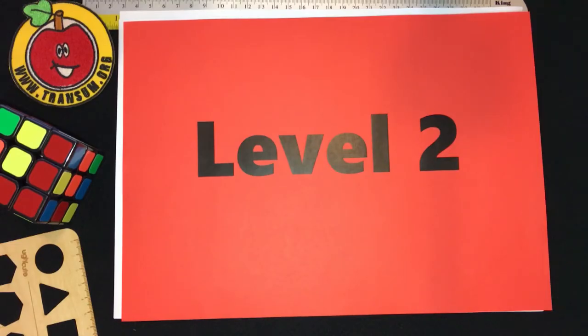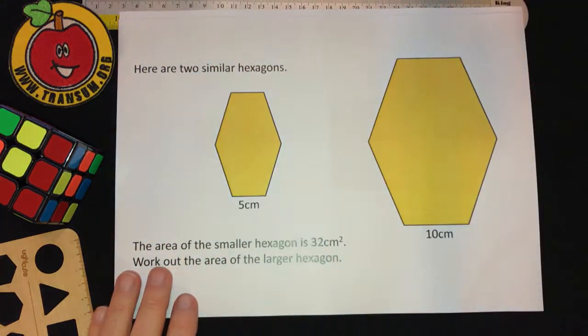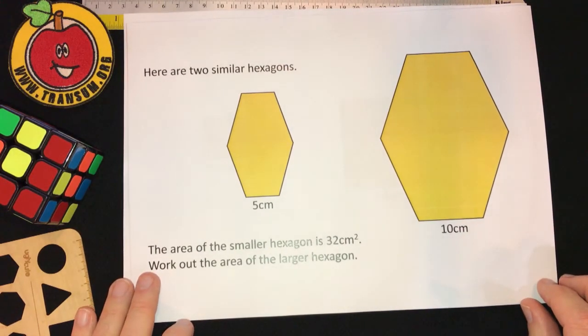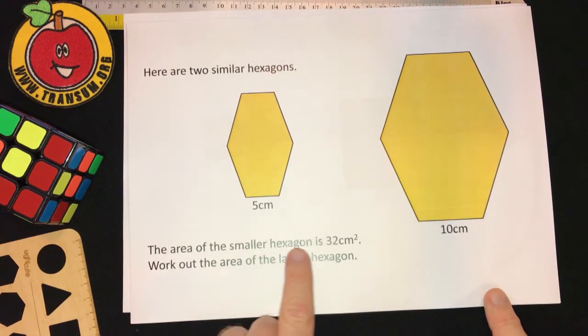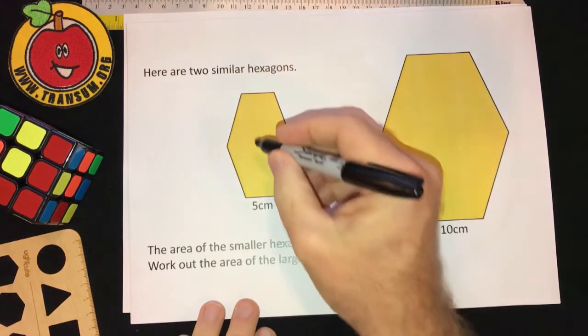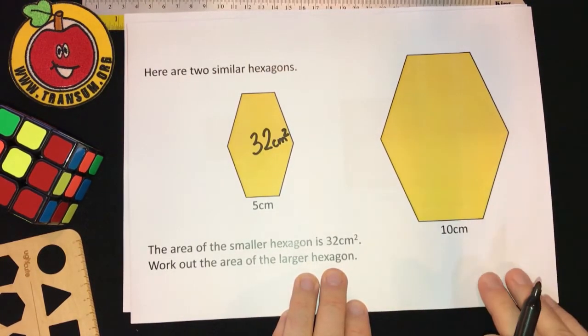So here are examples of questions you might find in level 2. Right, here we have 2 similar hexagons. The area of the small hexagon is 32 square centimeters. Work out the area of the larger hexagon.